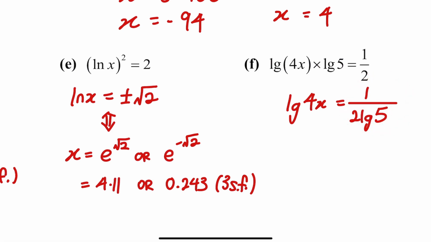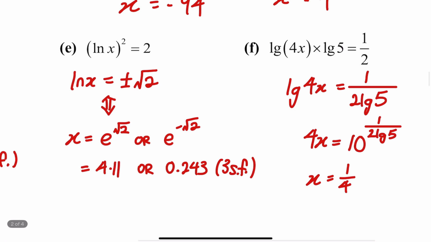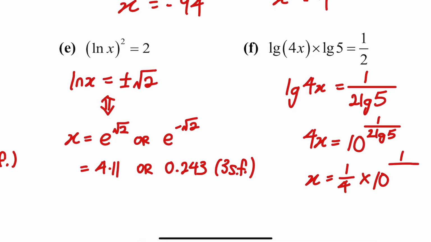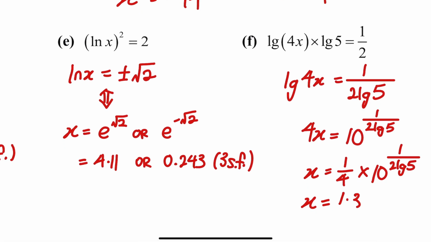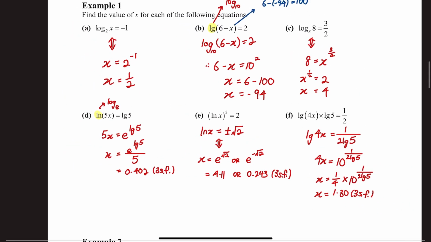So therefore, to get 4x, the base here, lg means base 10, must have a power of 1 over 2 log 5. Okay, therefore this means that x is equal to 1 over 4, I divide both sides by 4, times 10 power 1 over 2 log 5. Round off to 3SF, you calculate this, you should get x equals 1.30. Okay, and with that we have finished example 1.